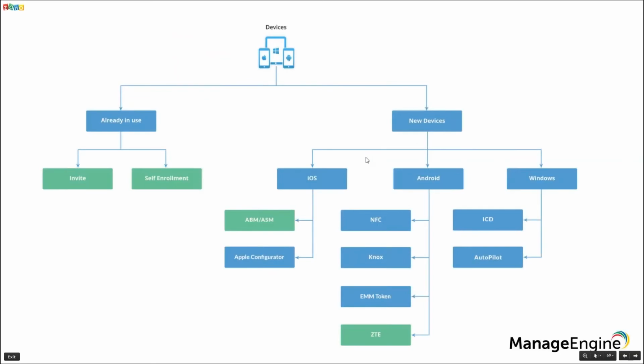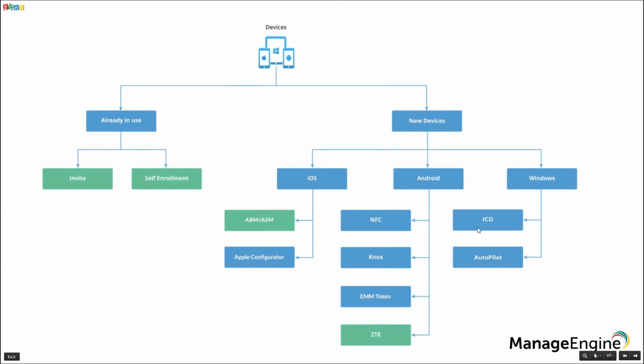So let's quickly see what are the enrollment techniques which we discussed and which I demonstrated in today's training. First, I showed the devices which are already in use. So you can either go with email invite or self-enrollment. And for the new devices, or to provision the devices as a device owner or supervised device, you need to do a factory reset. If not, it needs to be a fresh new device. And you can follow these enrollment procedures.